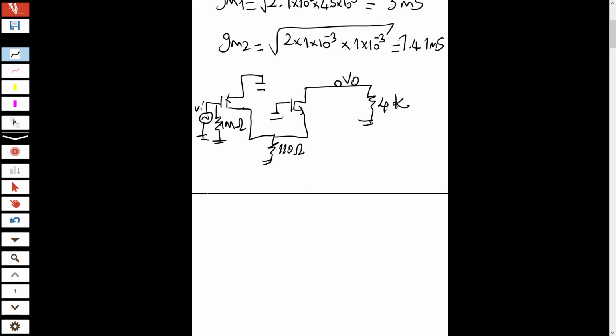Okay, the first step of the gain, let's say here is V output 1. Okay, let's write V output 1 over VI. What is this? This is common emitter. What was the common emitter formula? Minus Gm RC divided by 1 plus Gm RE. But be careful, there is no RE component. The emitter is grounded, so the gain will be minus Gm1 times RC1.